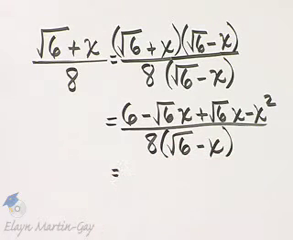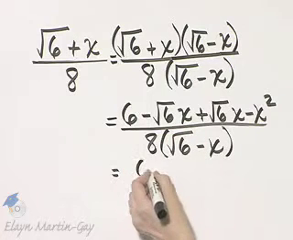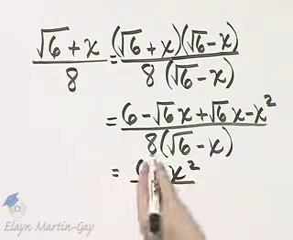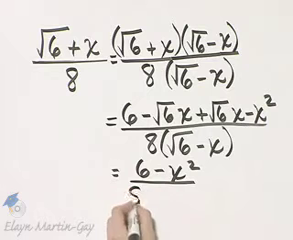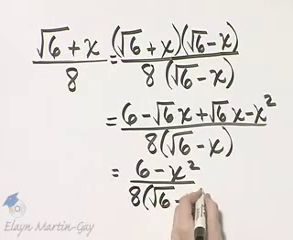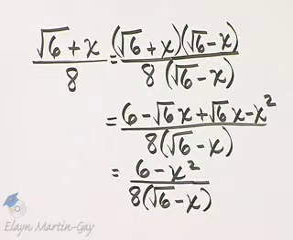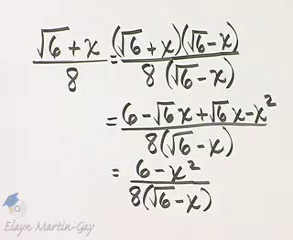So what do we have in the numerator? The middle terms subtract out, and I have 6 minus x squared, and I'll go ahead and leave it in factored form in the denominator. So that's 8 times square root of 6 minus x. Whether you multiply it or not, it makes no difference, but I'll just leave it in factored form. Notice I have rationalized the numerator.